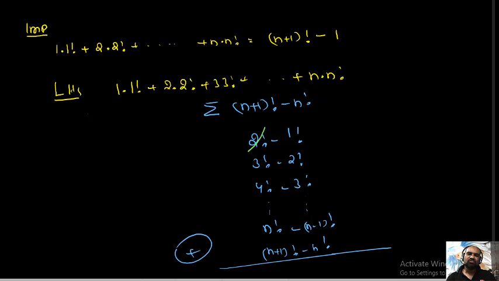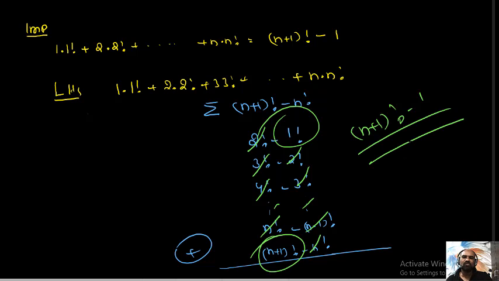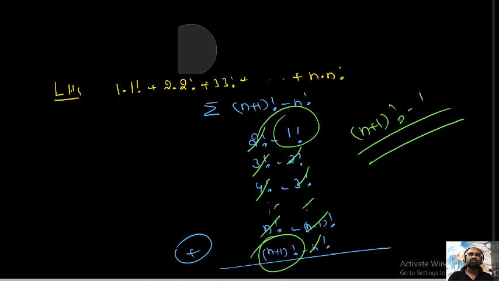So these 2 factorial and 2 factorial cancel, 3 factorial and 3 factorial, 4 factorial and 4 factorial, this n factorial and this n factorial. What are we left with? This and this: n plus 1 factorial and minus 1. That's why the summation is nothing but n plus 1 factorial minus 1. I hope you understood.